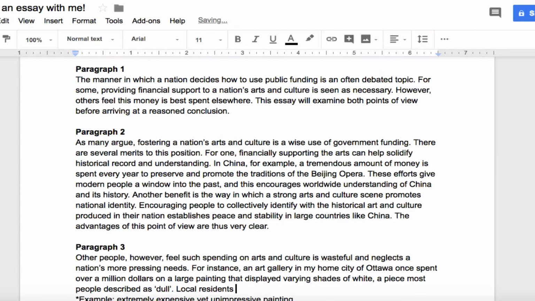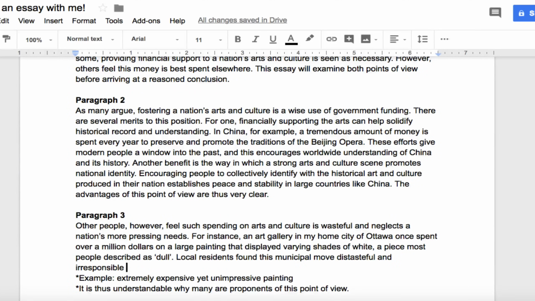Local residents found this, we'll say it was municipal. I'm going to use the word municipal. It was probably national spending, but municipal move distasteful. Let's see. Irresponsible. And I want to say that they felt this way because the money could have been used elsewhere.